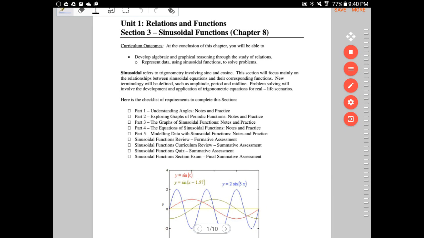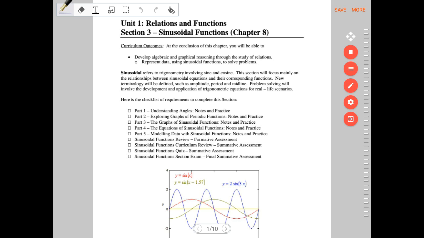Welcome to Unit 1, Relations and Functions, Section 3, Sinusoidal Functions. This would be in Chapter 8 of your textbook. At the conclusion of this chapter, you will be able to develop algebraic and graphical reasoning through the study of relations. You'll be able to represent data using sinusoidal functions to solve problems.